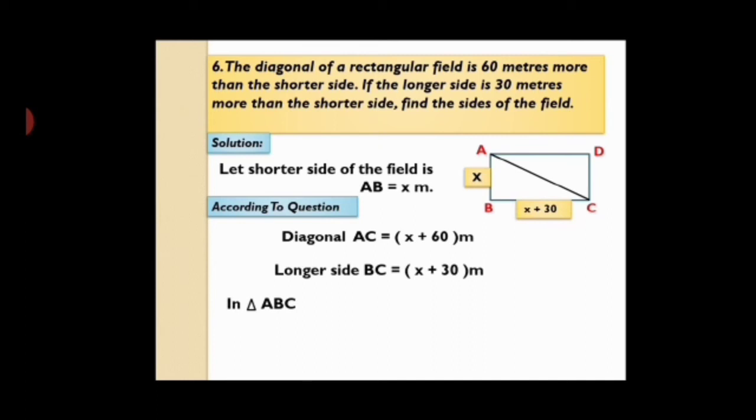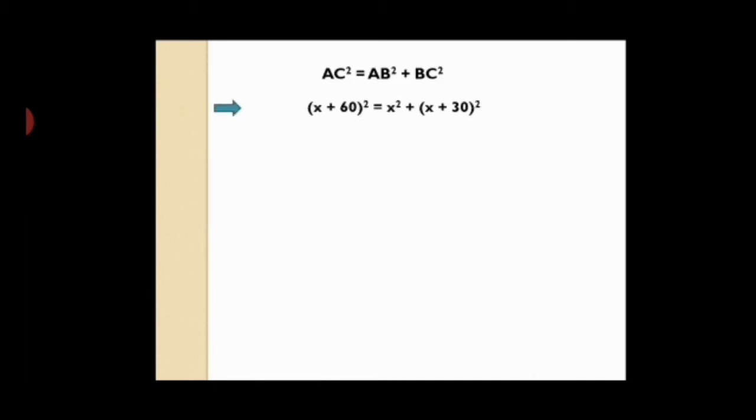Since ABC is a right angle triangle, we will apply the Pythagoras theorem here. And what is the Pythagoras theorem? Yes, hypotenuse square equals perpendicular square plus base square. Here hypotenuse is AC, so AC square. Perpendicular is AB, so AB square, and base is BC, BC square. Now we substitute the values of AC, AB and BC, and we get x plus 60 whole square equals x square plus x plus 30 whole square.